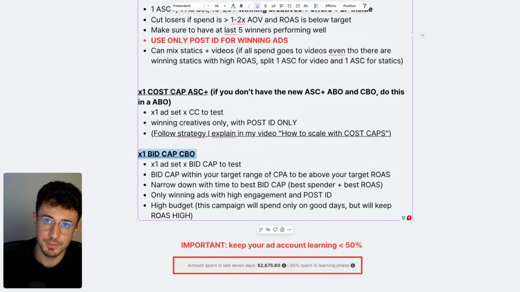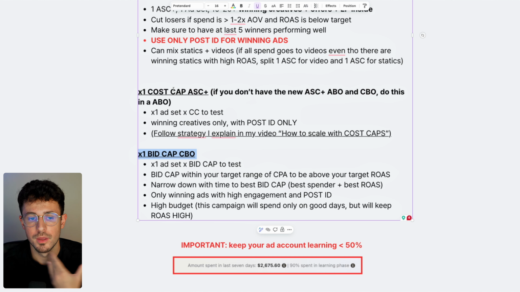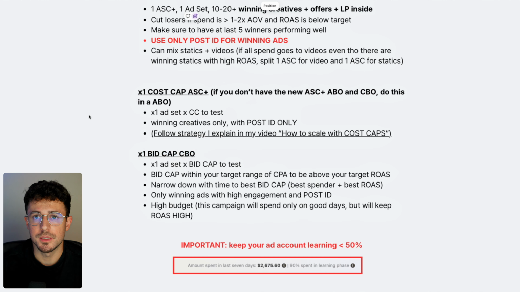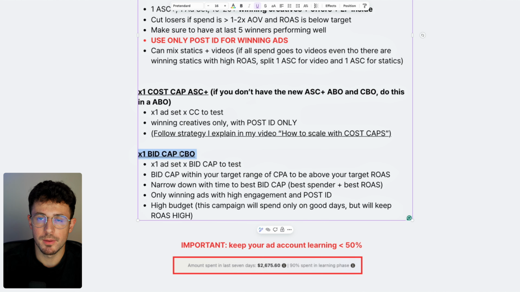Differently from the cost cap, because the cost cap most of the time spends even if it cannot meet it, because the actual concept of the cost cap is that Meta is going to kind of promise you to have the CPA target within a longer time frame, which can be a week, 15 days, 1 month. Bid cap doesn't work like this. Bid cap is not going to spend at all if it cannot give you the target CPA that you're giving it. Of course, the probability of the bid cap not spending any budget is much higher compared to the cost cap.